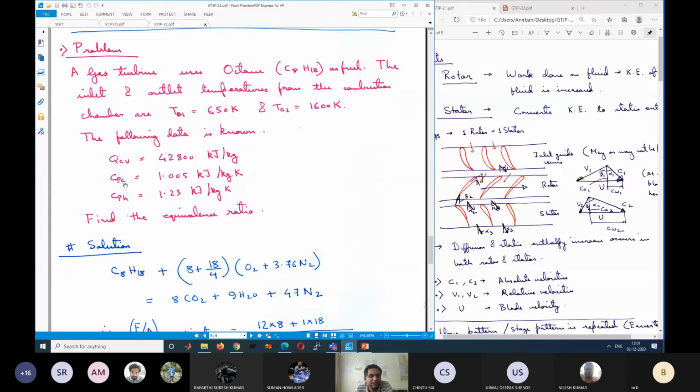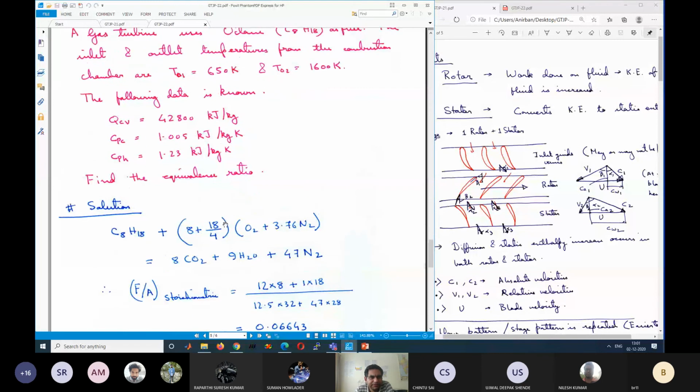Calorific value is given. Cp at the inlet of the combustion chamber is given as 1.005 kJ per kg Kelvin. And Cp at the exit of the combustion chamber, for the hot mixture, is given as 1.23 kJ per kg Kelvin. We need to find the equivalence ratio. Just now we have defined the equivalence ratio, so we need to find that.